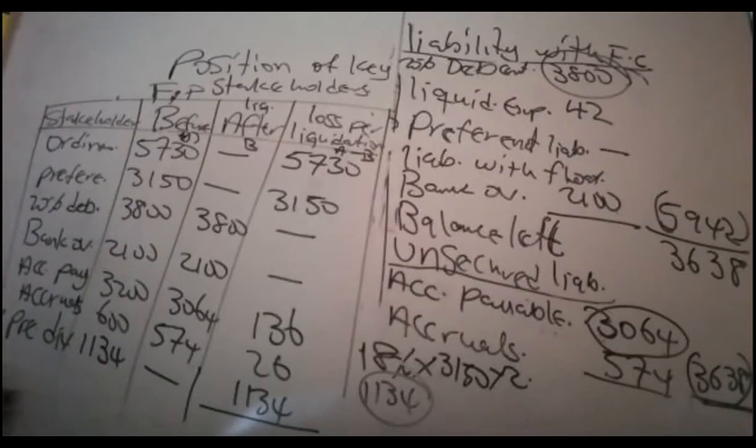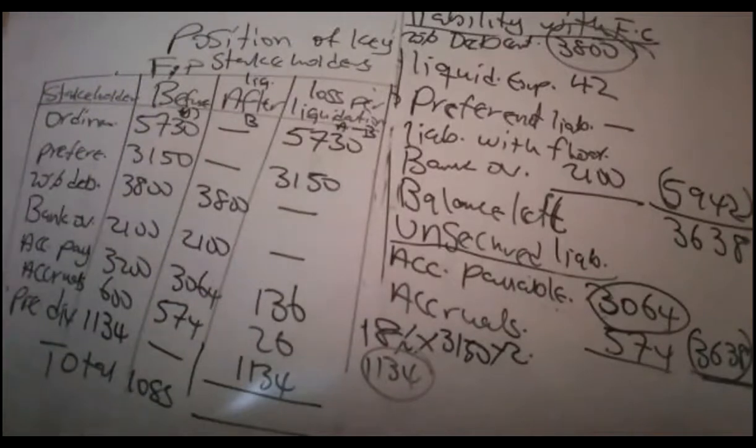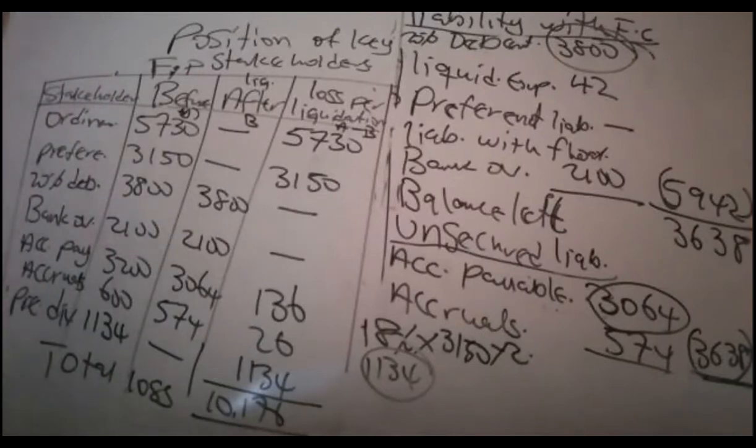All right, find somewhere and then I'll write it here. Total loss per liquidation, the overall loss. So let's see the overall figure. Sum all the losses together. The total loss per liquidation will be 10,176. Perfect. So that's the end of the first one.